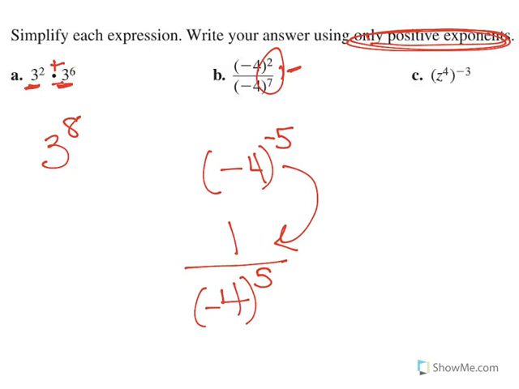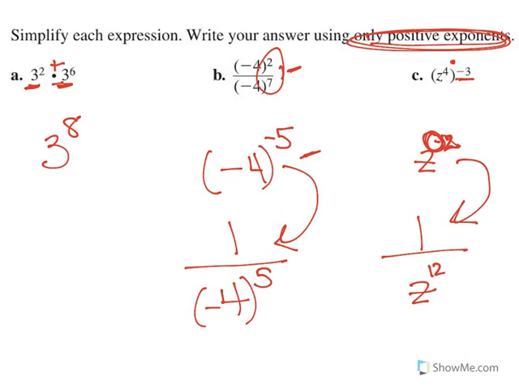And then here, we've got a power z to the power of 4, and then the whole thing is raised to the power of -3. So we've got power of a power, which means we need to multiply those exponents. So we're going to get z to the -12th. And then we need to notice, oh wait, we've got a negative exponent. We can't do that. So we need to take it, move it down, make it into a fraction, and have z to the +12.